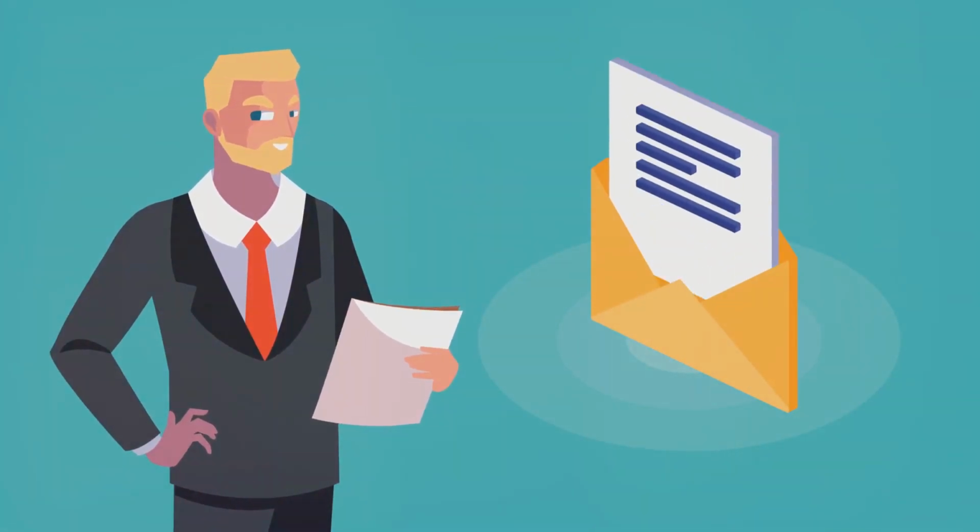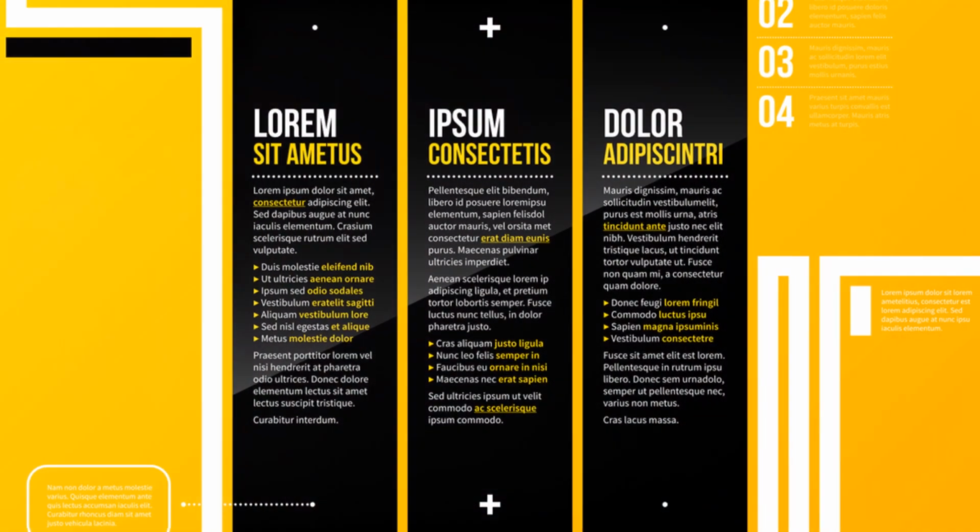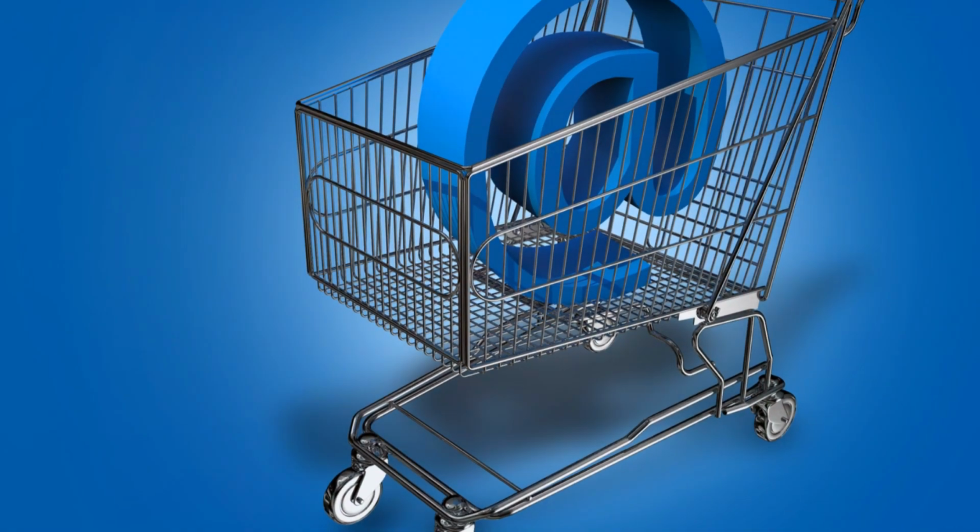Consider using dynamic content that changes based on the recipient's data. For example, if you're promoting a product, you can showcase different variations based on the subscriber's past purchases.